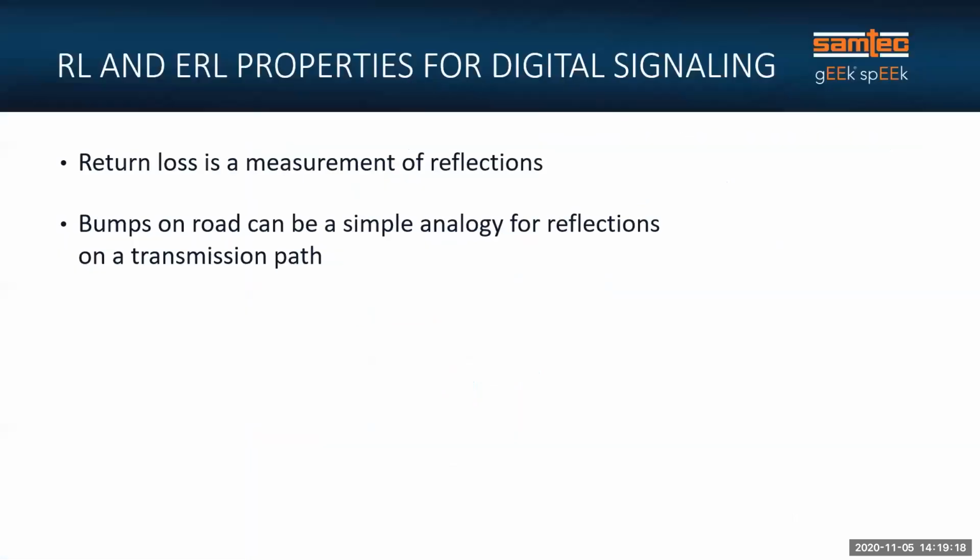What was return loss? Return loss is just a measurement of reflections. And ERL is hypersensitive to this. It's very, very sensitive to it. So the good news and the bad news: the good news is it's very sensitive. The bad news is you've got to figure out what to do with all the sensitivity. It's sort of like bumps on a road, and that's really what reflections tend to look like. But it's not exactly that.